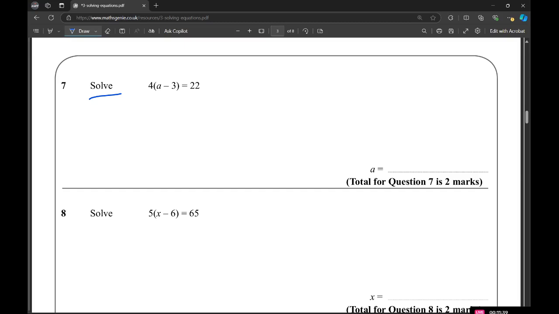So step 1, I'm going to expand the brackets. So 4 times a makes 4a. And then 4 times minus 3 makes minus 12. That's going to be equal to 22. I'm now going to add 12 to both sides to balance each side, respectively.